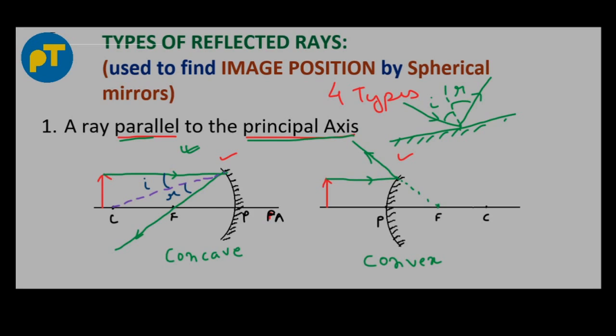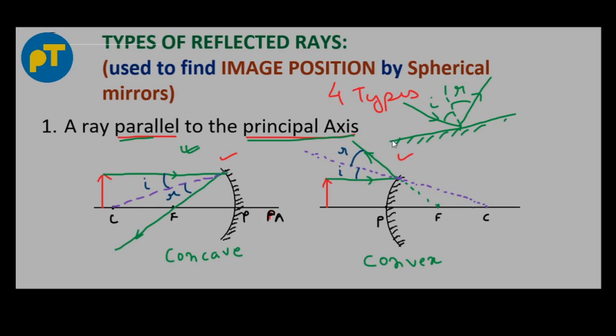Even in this case, the normal is the imaginary line connecting the center of curvature and the point of incidence. This is the one. So we will have the angle of incidence here and the angle of reflection over here.